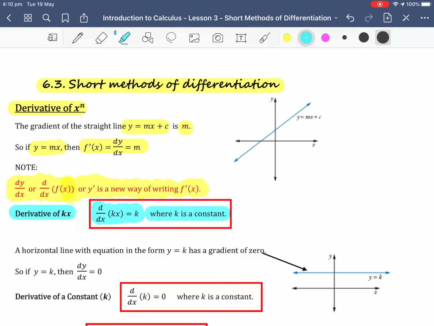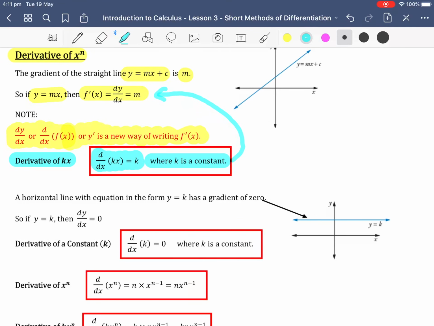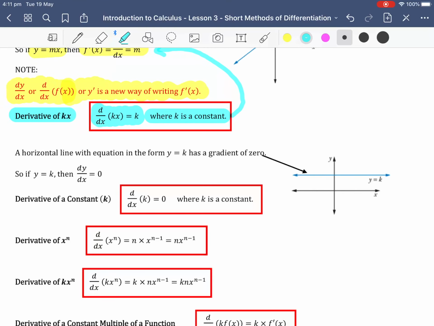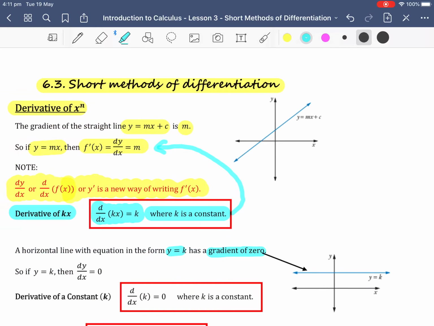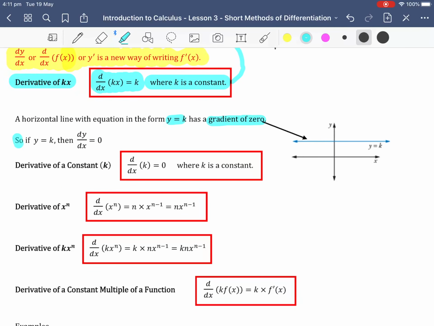This relates back to the gradient of our straight line. Our horizontal line with the equation in the form of y equals k has a gradient of 0. The reason it has a gradient of 0 is because we can't draw a tangent anywhere along these lines that isn't going to be 0. So if y equals k, then dy on dx equals 0. So the derivative of a constant is d on dx of k equals 0, where k is a constant.